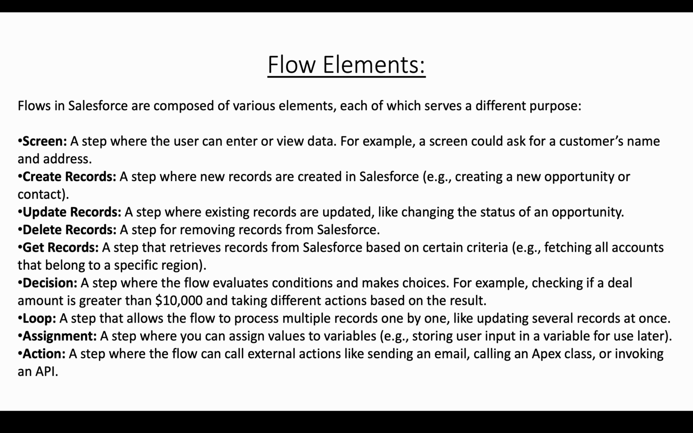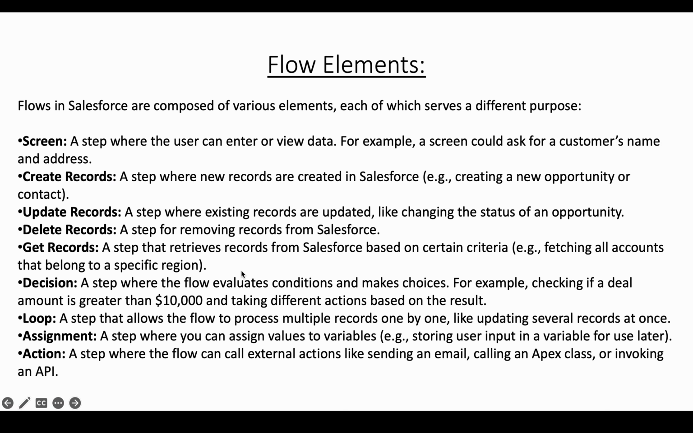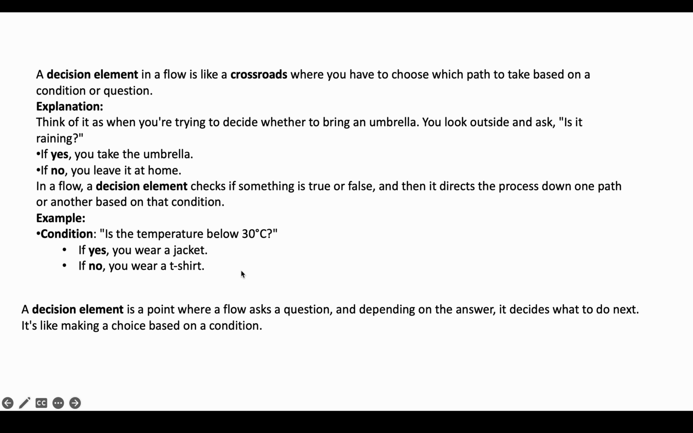Apex. So I believe we are able to recognize all of these, except a few where there could be doubt, like decision, assignment, and loop. So we will discuss more on this. Loop, assignment, and decision are the important elements we have taken. So let's start with the decision element.